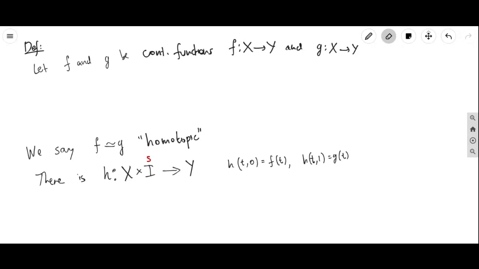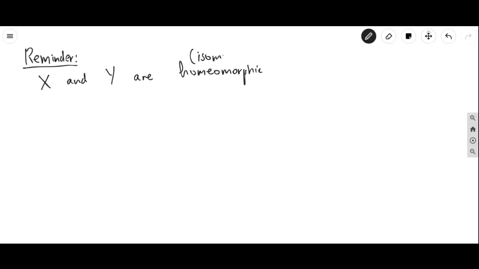And now I want to tell you what homotopic spaces are. So I think I just want to put down some definitions, and then we'll look at a number of examples. So let's take this down, and let's say what it means. So just maybe a reminder. X and y are homeomorphic, or you can also say isomorphic, as topological spaces.